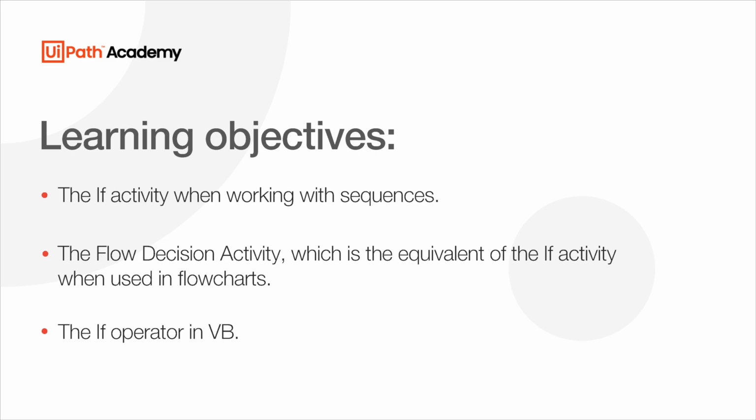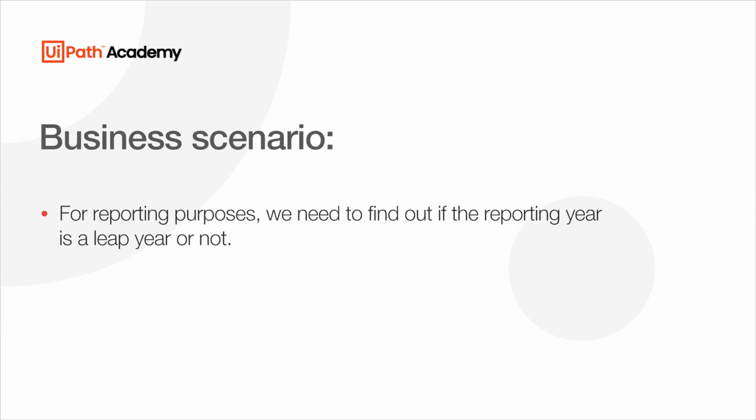In this demo, we'll learn how to use the if activity when working with sequences. We'll also learn how to use the flow decision activity, which is the equivalent of the if activity when used in flowcharts, and the if operator in VB. They enable our workflow to take one of the two courses of action, depending on whether a specified condition is met or not.